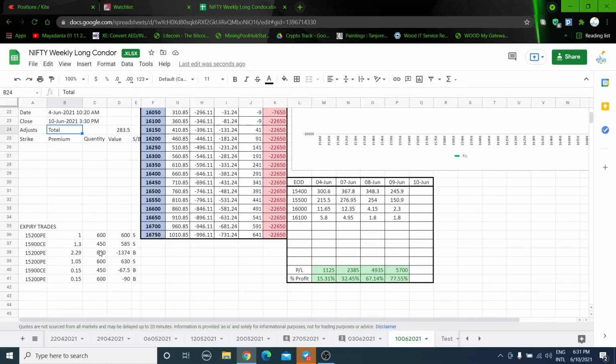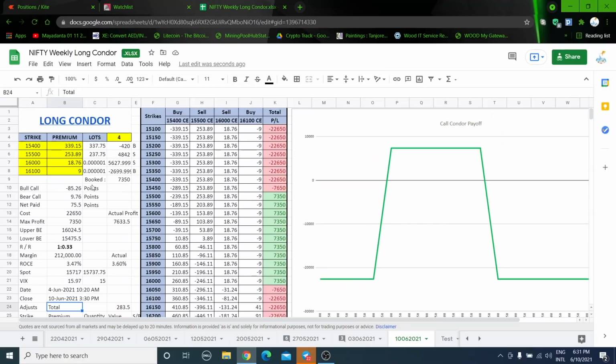There were a few expiry trades just to complement the call condor, basically going and selling 15200 PE, and I have sold 15900 CE also. It's a small short strangle I made. The premium should be about 1 rupee something. I'll do about eight lots, so we'll get an additional 1000 rupees or something.